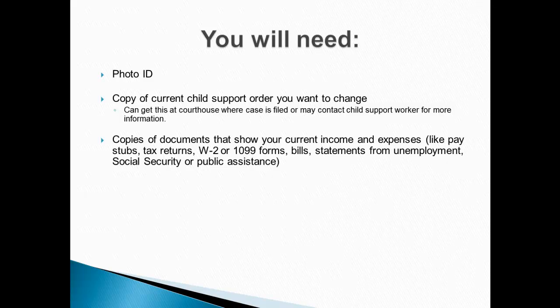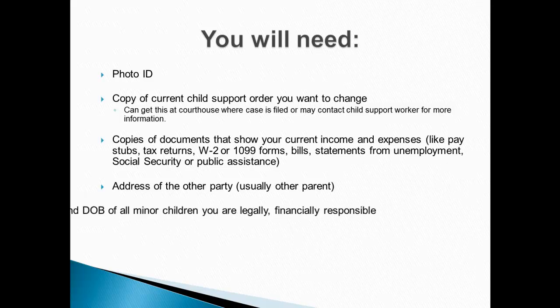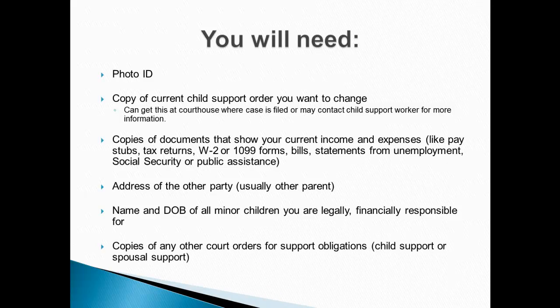You will also need copies of your financial documents that show your current income and expenses. This could be pay stubs, tax returns, W-2 or 1099 forms, or statements from unemployment. If you are self-employed, this may also include bank statements and credit card statements. You will need the address of the other party, which is usually the other parent, and the name and date of birth of all minor children that you are legally and financially responsible for. This includes any children that are a part of this motion to modify child support and any other children you may have with another person or persons. You will also need copies of a court order for other child support cases or spousal maintenance orders you have. Again, this information will be asked about in the affidavit in support of motion to modify child support.